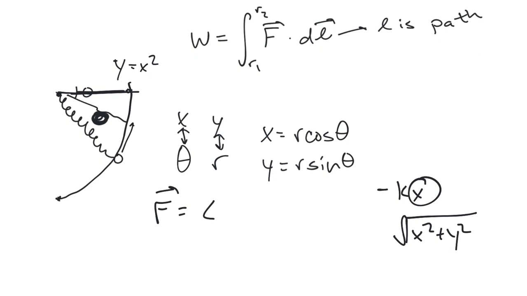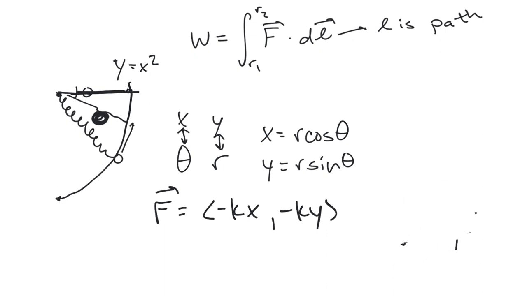a function that looks like negative kx, negative ky, because when you do Pythagorean theorem on that and get the magnitude, you're going to end up with negative k times the square root of x squared plus y squared. Okay, so that would be your force function, kind of. Realistically, there would be a little bit of difference there, but that's something it could look similar to. So force function, not too bad.